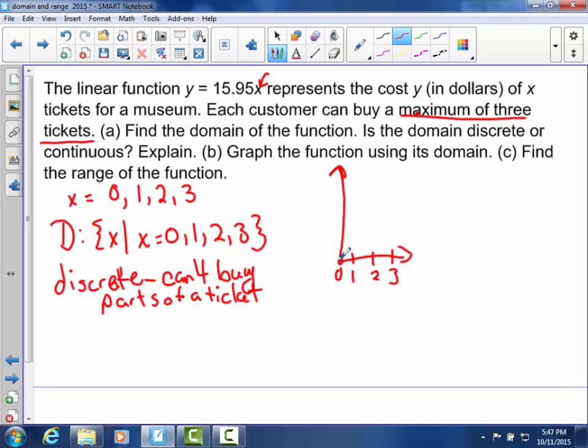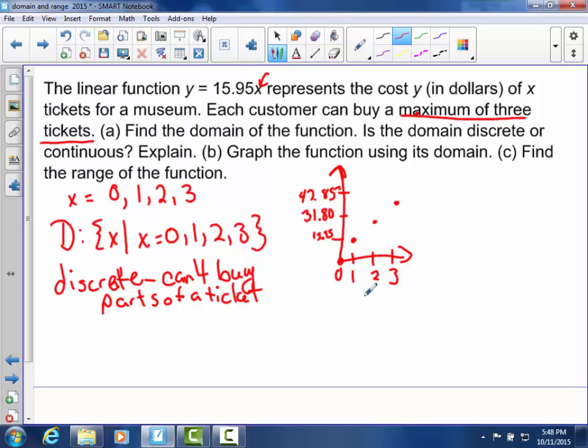So the first time I buy a ticket, that's going to be 0. Then I'm going to go up $15.95. And I'm just going to kind of estimate here. I know I'm going to increase the same amount, so it's going to look like that. Right, so that would be $15.95 there, and then $31.90, and then this would be $47.85. Okay, y'all check my math on that one.